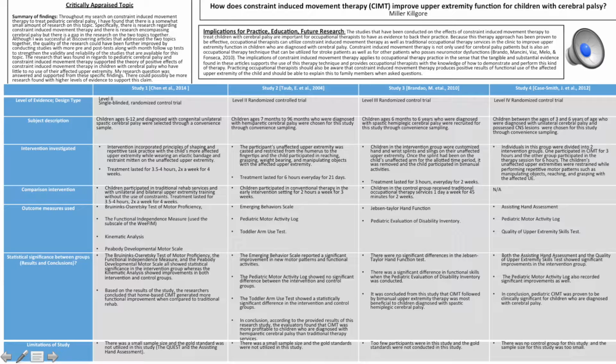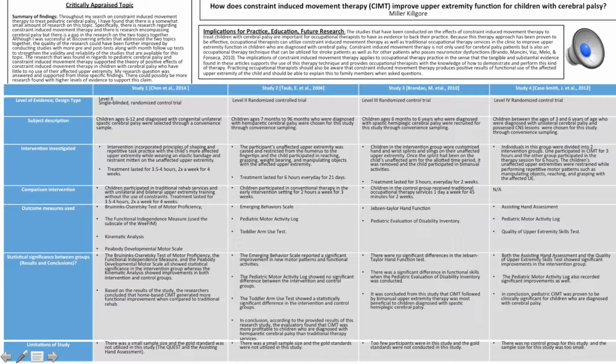Children aged 6 through 12 and diagnosed with congenital unilateral spastic cerebral palsy were selected through a convenience sample to participate in this study. The intervention group incorporated principles of shaping the affected upper extremity and repetitive task practice while wearing an elastic bandage and restraint mitten on the unaffected upper extremity. The control group participated in standard occupational therapy with unilateral and bilateral rehab.